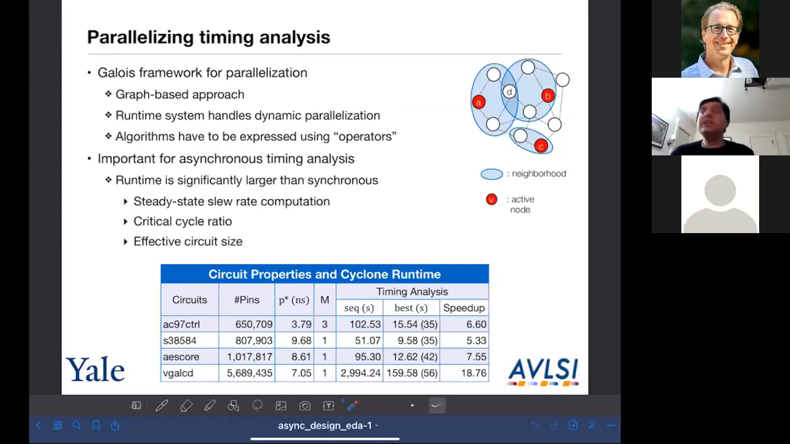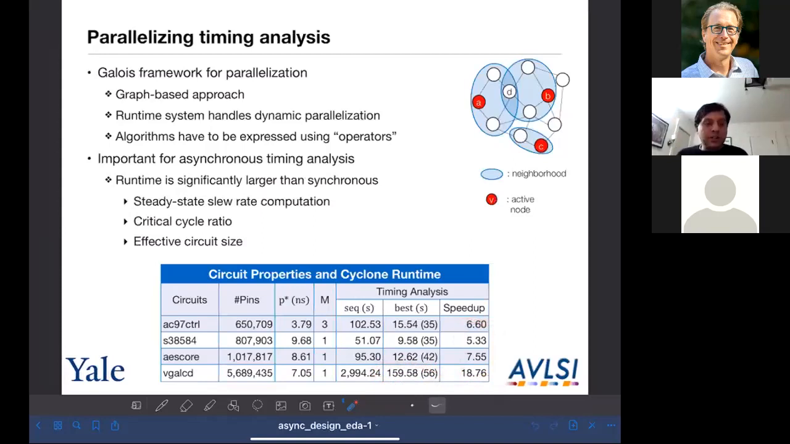And it turns out that the runtime for the timing engine, even if we parallelize it, is significantly higher than the clock version. Just to give you some idea, if you have a benchmark with roughly 5 million pins, we actually get pretty good speedup for parallel timing analysis, but even the parallelized timing analysis engine takes almost 3 minutes for initial full-blown timing calculation and checking all the timing constraints. And that's actually a lot.